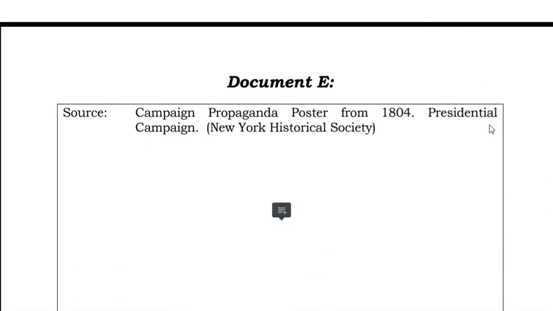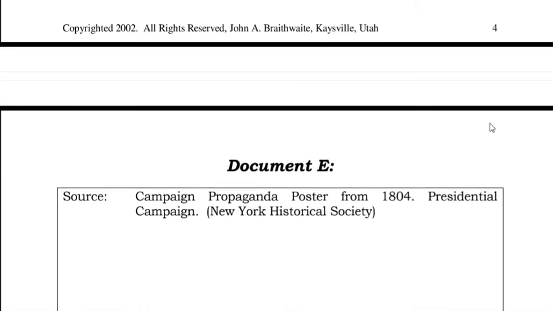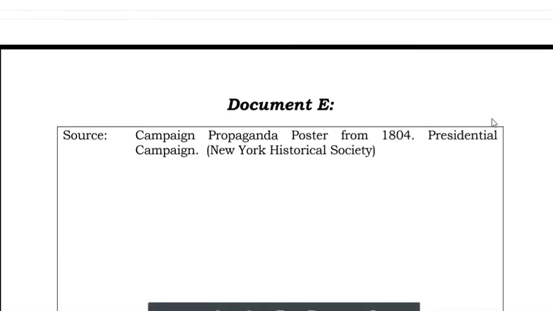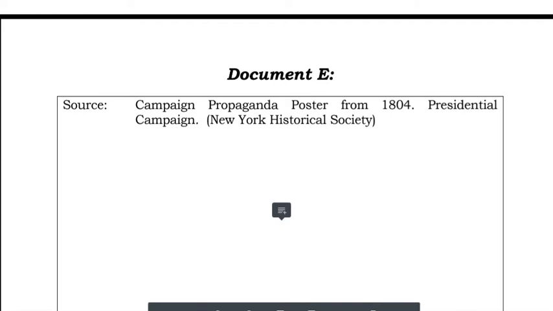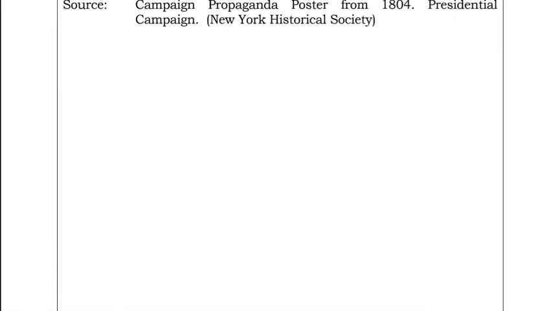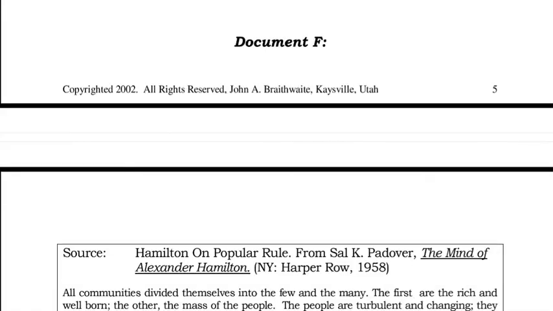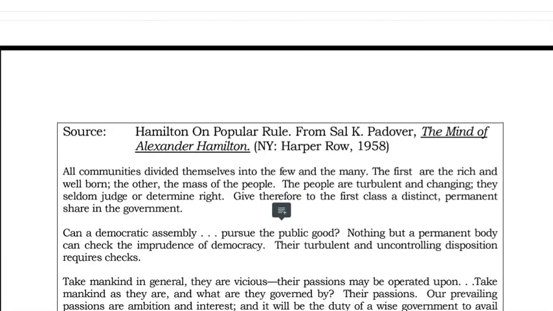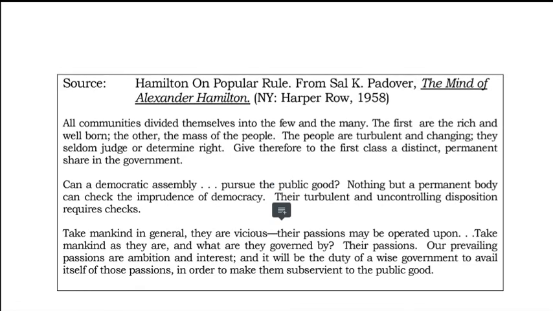Document E. Okay, Document E, forget about that one because it's out there, but Document E, campaign poster from 1804. That's when Jefferson was running for re-election as president. That's also the year that, what's-his-face died, Hamilton. All right, Document F. Hamilton on the popular rule. Okay, we know Hamilton, we know everything. This is reprinted in a secondary source.